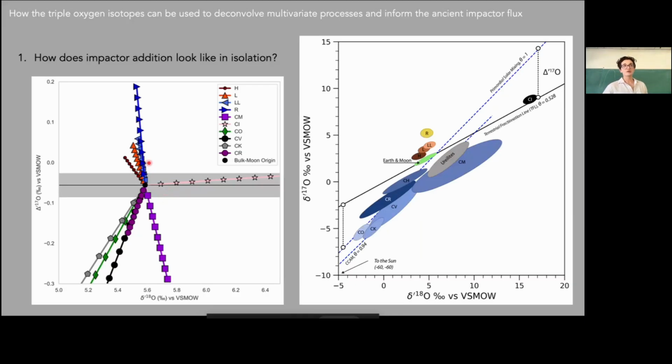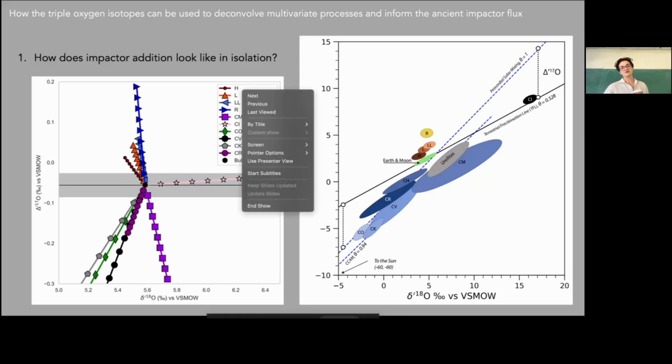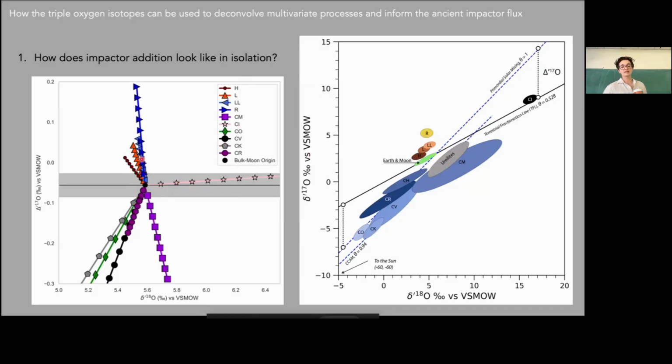So I want you to key in first on the plot on the right here and look at the mixing array between the ordinary chondrites, H, L, and LL, as well as the R chondrites. So I want you to imagine mixing bulk moon going up to those materials. And now look at the plot on the left here. We can see this really clearly now, where for mixing with H or LL, we're going to increase big delta O17 values with very little change in delta O18. But if you look at R in this case, since R is so much higher, we need comparatively smaller impactor mass additions to increase our big delta O17 value.